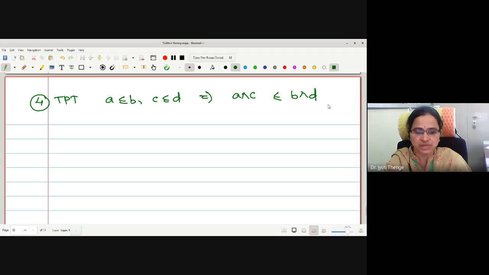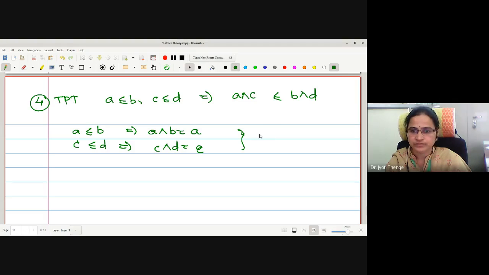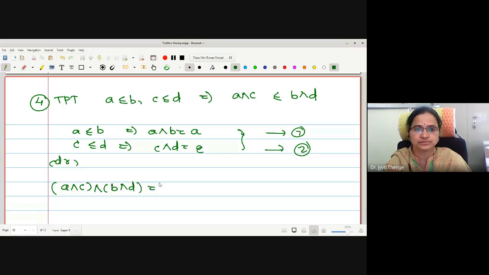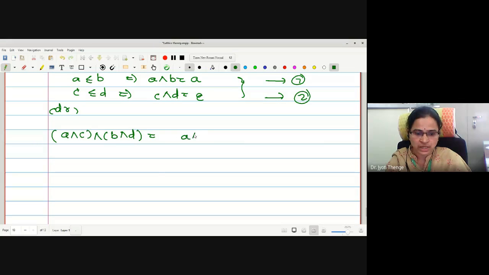Everything is with meet. Therefore, first we will write the statement A precedes B implies A meet B is A. C precedes D implies C meet D is C. What should the number be? I can continue from 1 again, 1 and 2. Okay, now I consider A meet C meet with B meet D and the aim is to prove it as A meet C.